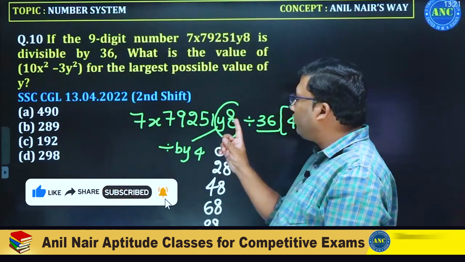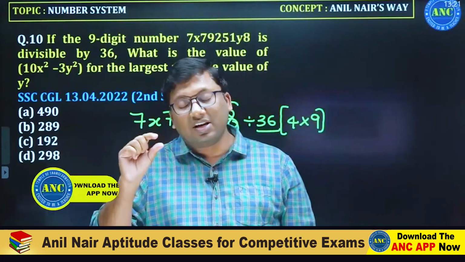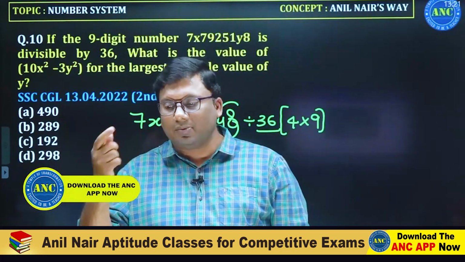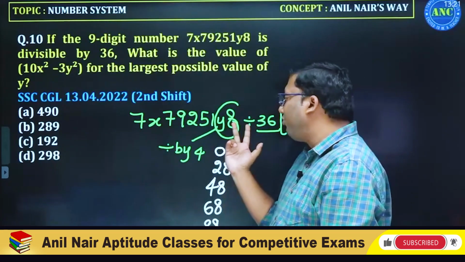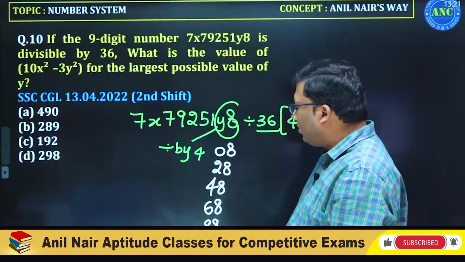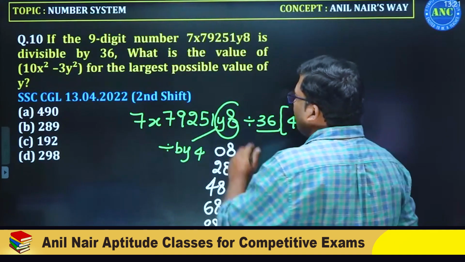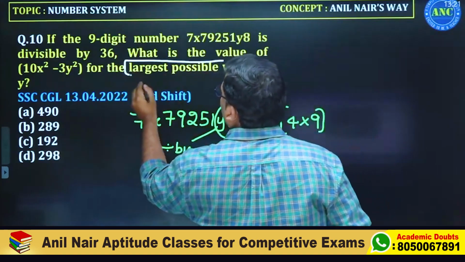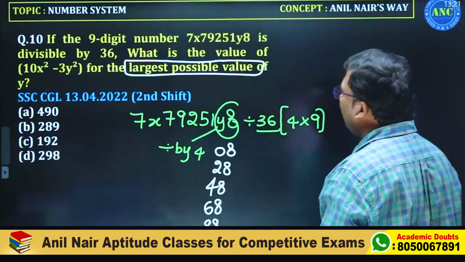7x, 79, 25, 198. The number is divisible by 36. 36 means it should be divisible by 4 as well as 9. For a number to be divisible by 4, the last 2 digits should be divisible. I got multiple cases. Question is, what is the largest value of y? What is the maximum value of y?